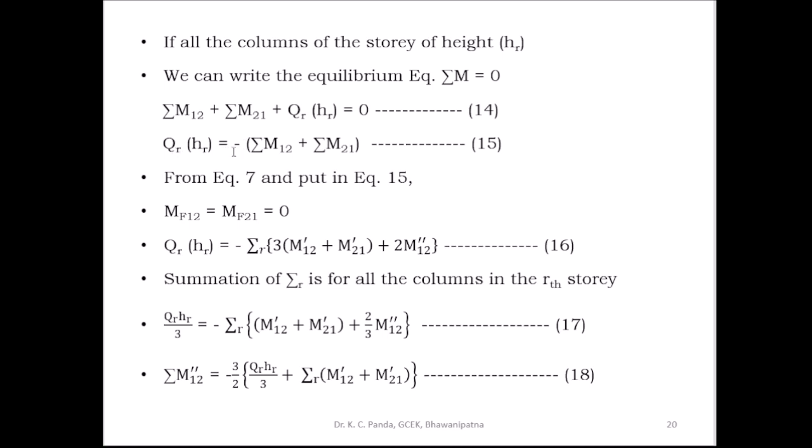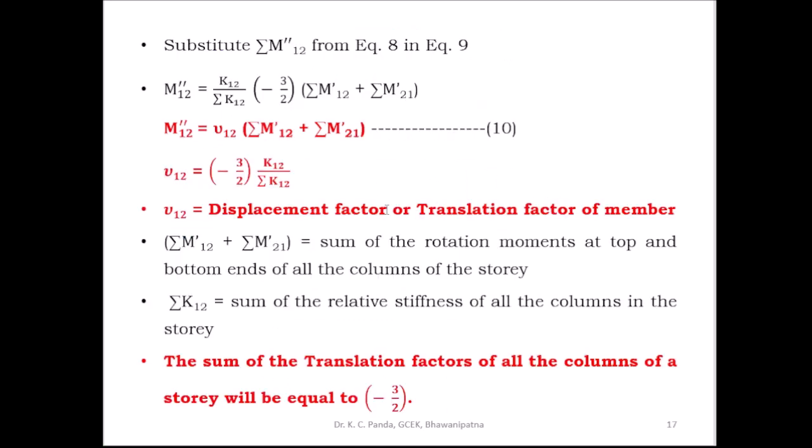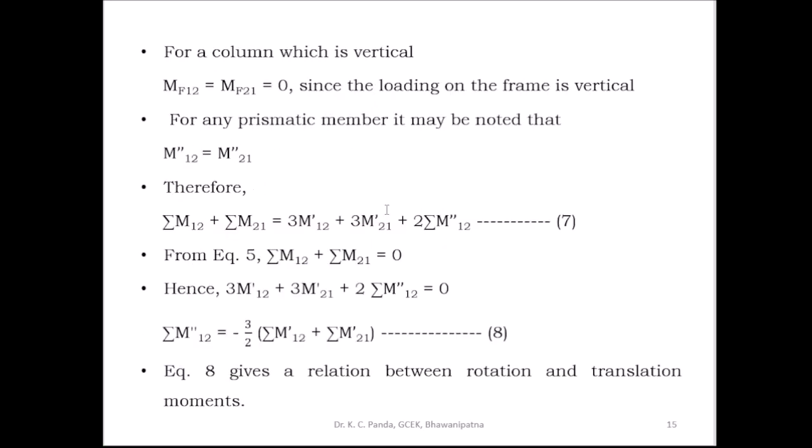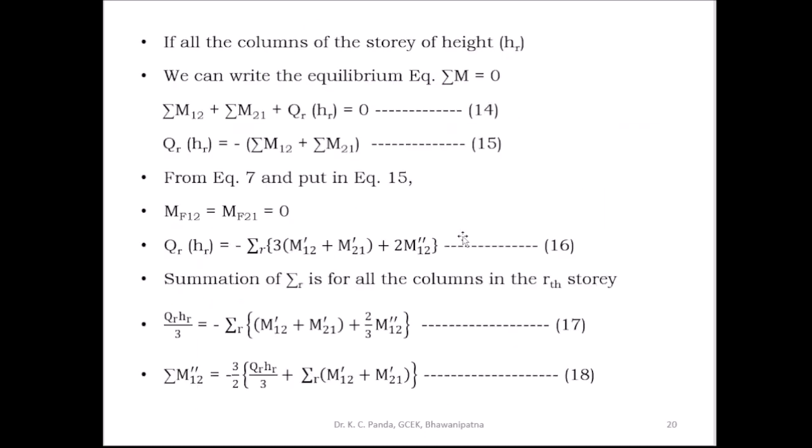Then QR HR is equal to minus summation of M12 plus summation of M21. Then from equation 7 and put in equation 15. This is equation 15, and from equation 7, as you know, the summation of M12 plus summation of M21 is equal to 3M-12 plus 3M-21 plus twice summation of M-12. Put this expression here.